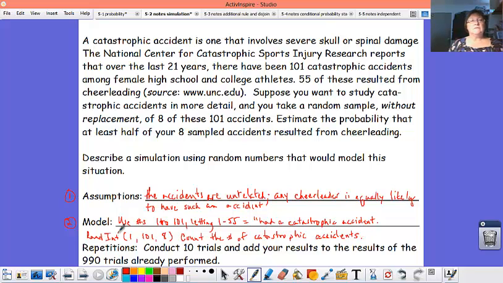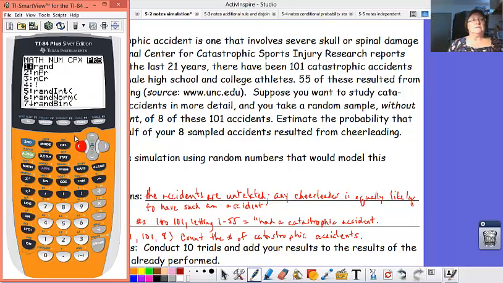All right, this has already been done, and you'll see on the next slide a table of 990 trials of this. We're going to do 10 and add our results to the table. I am going to do 1 so that you can see what I'm doing, and then I'll go ahead and finish my 10 trials and we'll recap. So I've hit my math key, I'm down in probability, and there's the RandInt function I want, number 5. It's start, ending number, and number that I want. So I'm asking it to select me 8 numbers out of this range.